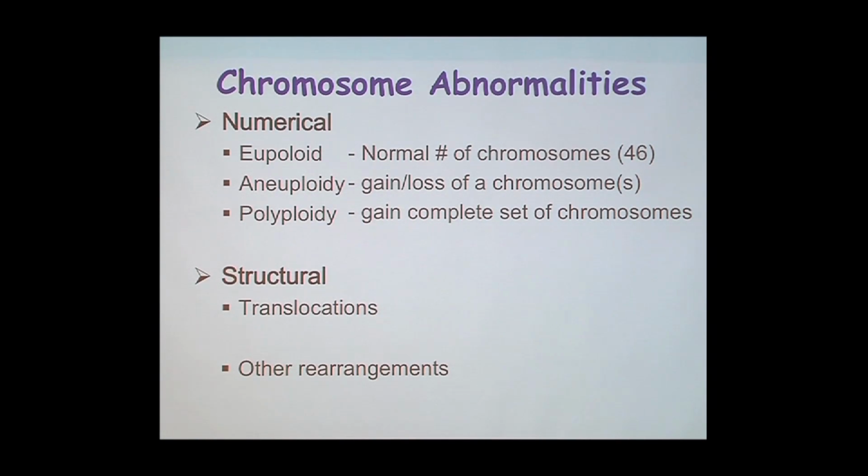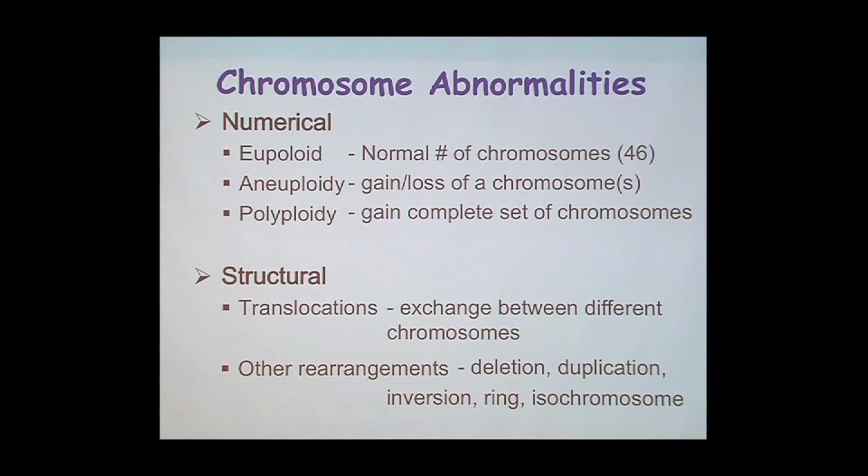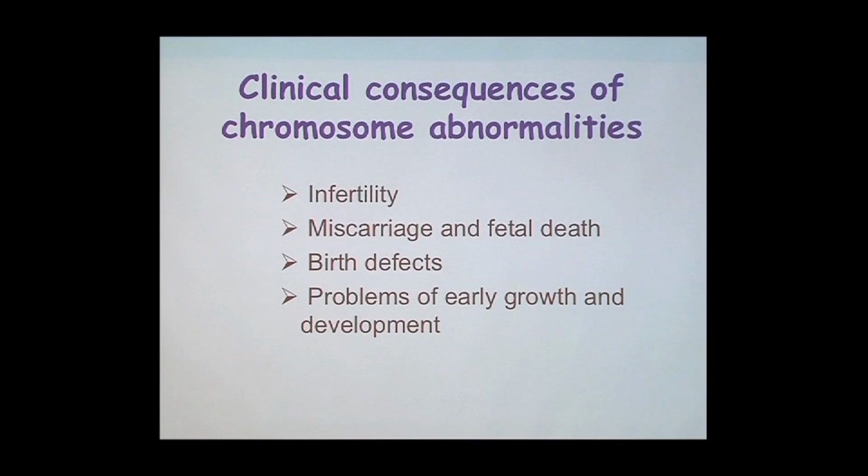When I talk about structural abnormalities, a translocation is when chromosomes break and exchange the different pieces, okay? So it's basically an exchange between two different chromosomes. And there are lots of other rearrangements that are seen. Sometimes you see a circle chromosome, or you see an inversion of a certain piece. Lots of interesting things can happen with chromosomes.